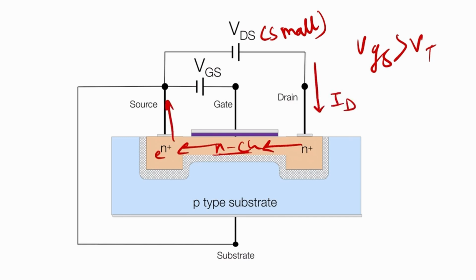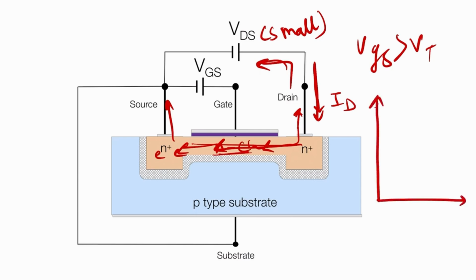That means the electrons will flow through this area. This is the path of the electrons, so the current will be in this path. Now if we draw the ID versus VDS curve, this side is the ID, this side is the VDS. So what will happen?